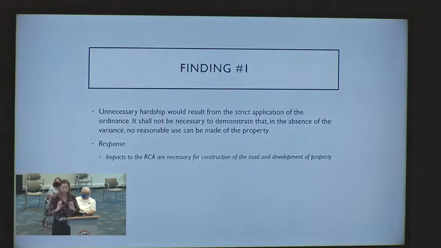So finding number one is that unnecessary hardship would result from the strict application of the ordinance. For all of those reasons and for the reasons that I explained as far as locating that road where we did, we could not put a secondary access to this project without impacting resource conservation areas. As I showed you in the map, almost the whole project is surrounded by resource conservation areas, and what we did was we chose the area that was going to have the least impact. And strict application of the ordinance would have meant that our project was not viable in the form that we were working towards.